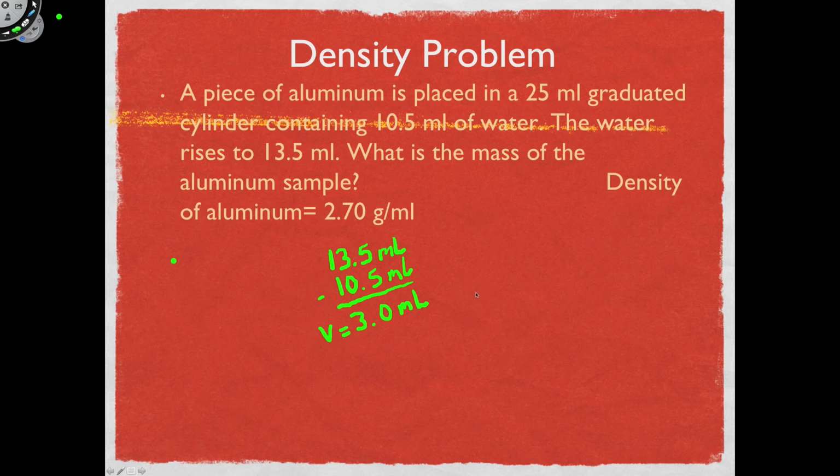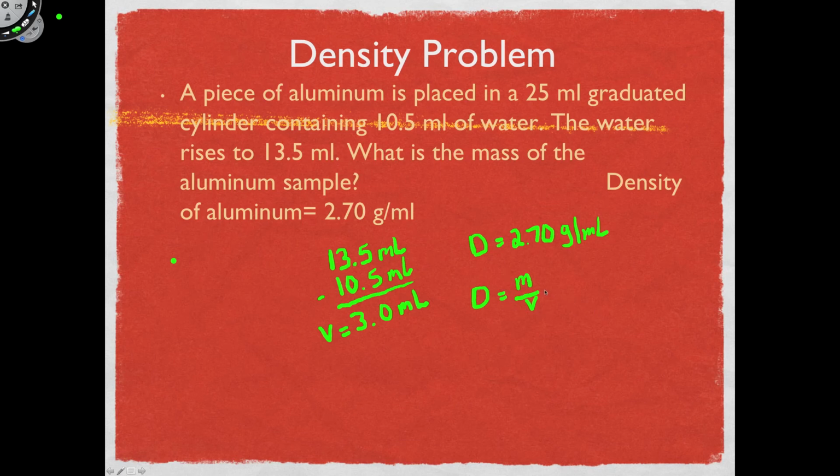So we have V, and we're asked to find the mass of it. We don't know the mass, so we do know the density. That's given right here. So D equals 2.7 grams per centimeter cubed, or gram per milliliter. And now we're going to set up our formula. And we need to rearrange it to solve for m.